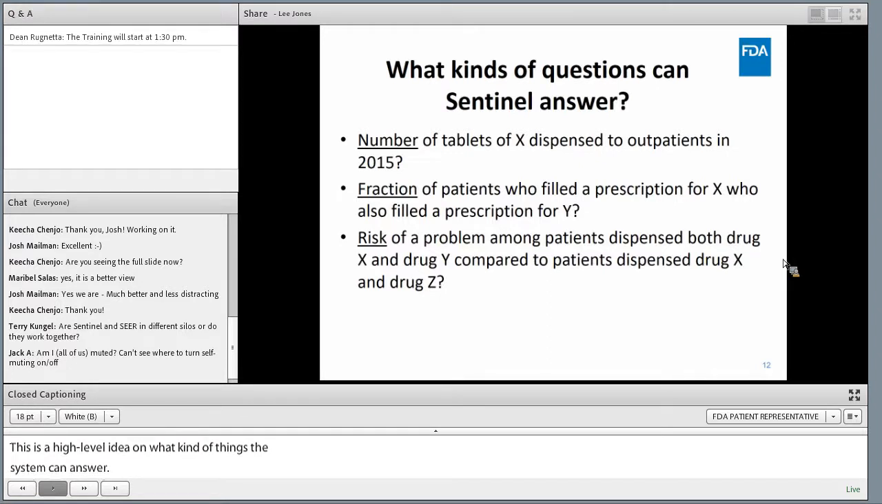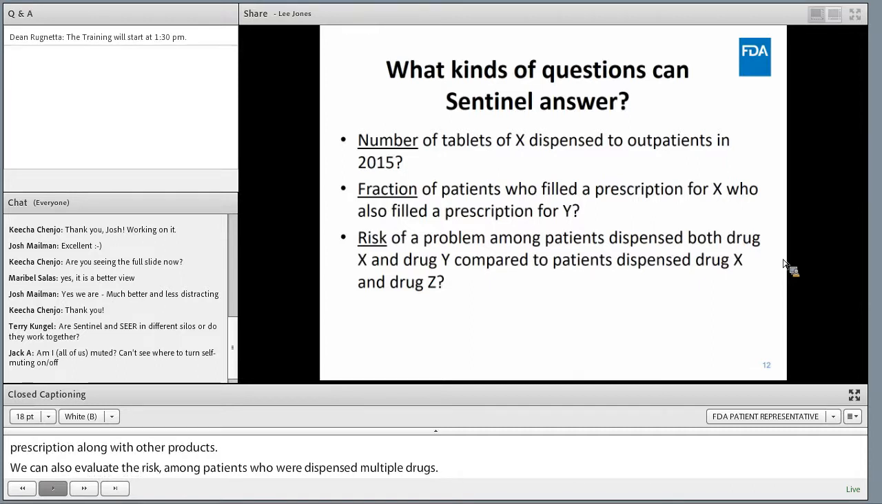We can also analyze the fraction of patients who filled a prescription for that product who also filled a prescription for another product. And maybe there's an interaction between those products that we want to study. We can also evaluate the risk of a problem among patients dispensed both drug X and drug Y compared to patients dispensed drug X and drug Z, and create a risk effect estimate that we can use as one piece of evidence to inform our regulatory decision making.